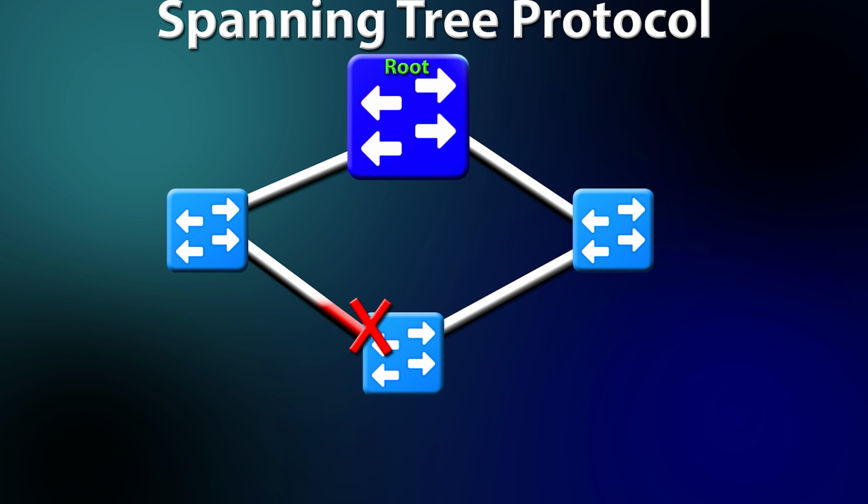Step 4, leave redundant ports in blocking. These are the gremlins that cause loops. Block them, and loops never form. Step 5, monitor and adjust. STP keeps an eye on the network and makes adjustments as needed. It's always watching.